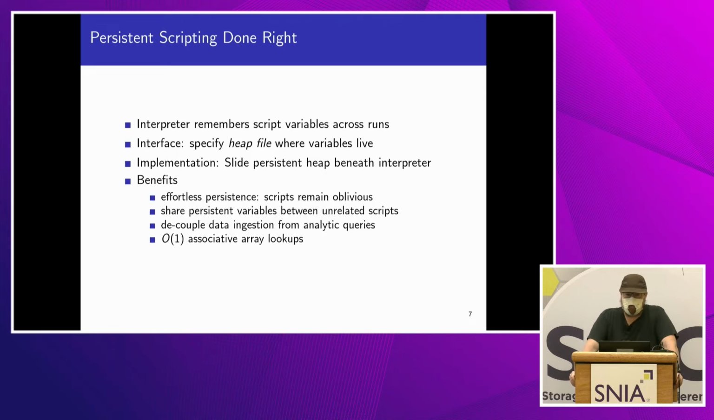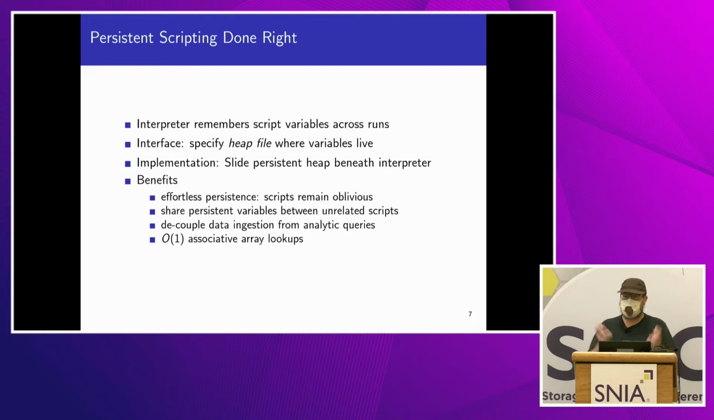Indeed, the interpreter can and should remember variables if we ask it to do so. The right interface for this capability is very simple. We tell the interpreter that script variables live in a specified file called the heap file, for reasons that will be obvious in a moment. The interpreter knows how to find variables in the heap file whenever it needs them.